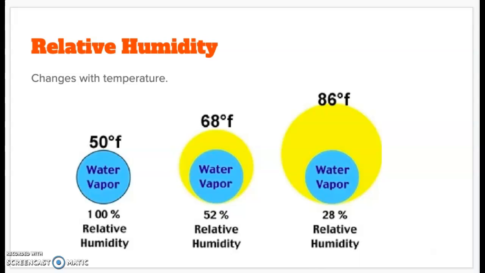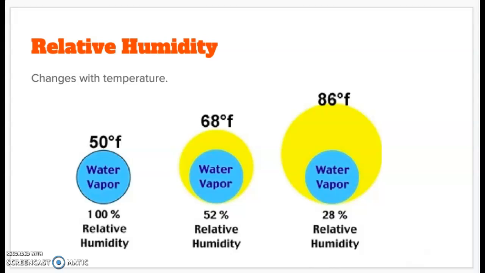Relative humidity changes with temperature. So as you can see here, each of the blue circles is exactly the same size, right? The only thing changing is the yellow circles, and that means the temperature. So at 50 degrees, that blue circle completely fills up the yellow circle. It's 100% relative humidity, meaning it's at saturation. It can't hold any more water vapor. Any more water vapor would not be held in the air, if that makes sense.